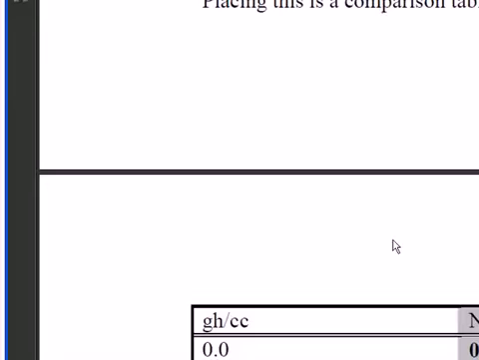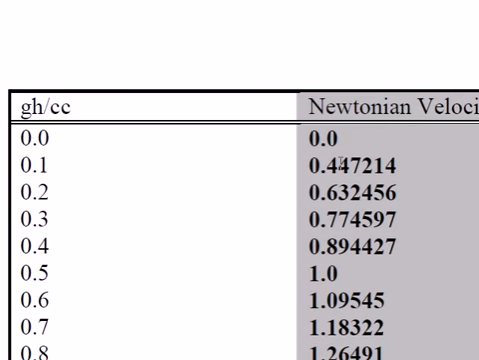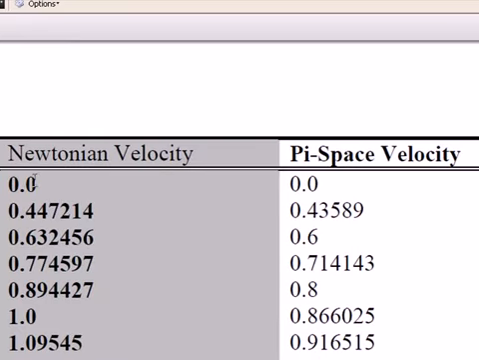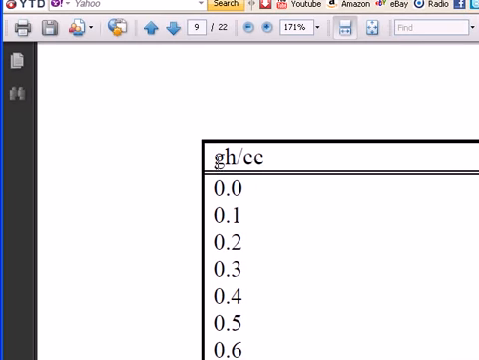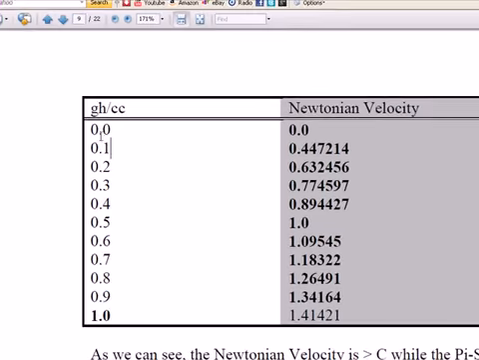So we put these in the comparison tables, and we get the pi space velocity versions and the Newtonian velocity versions. Now these are very, very high values, 0.1 of the speed of light. In other words, g times h over c squared is 0.1. That would be a pretty massive object. So using this formula, it's possible to work towards a collapsar, such as a black hole.